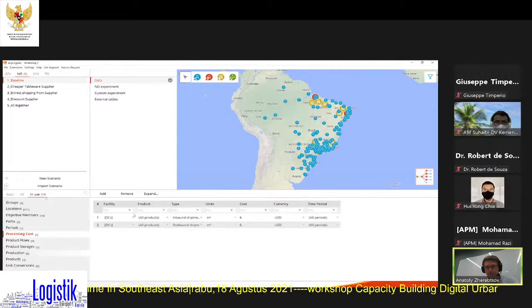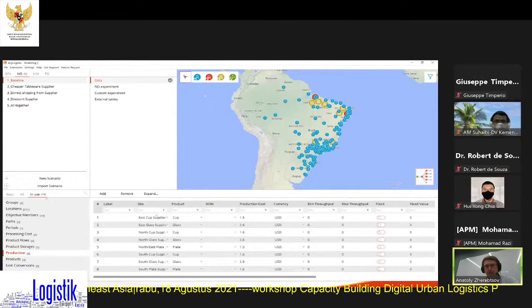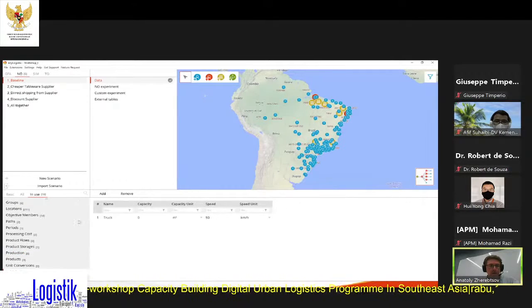We have production cost in this case, because we consider not external suppliers, but probably some factories. And it makes sense if we need to define additional constraints like throughput or production power. And in this case, we consider only trucks for delivery.